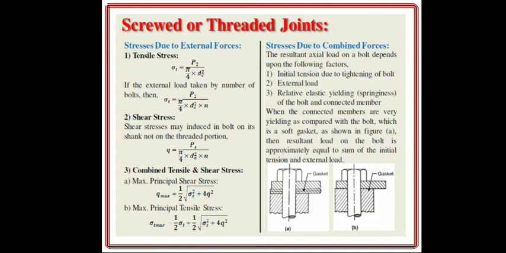Now the stresses due to combined forces. The resultant axial load on a bolt depends upon the following factors. The first one, the initial tension due to tightening of the bolt. The second one, the external load. And the third one, the relative elastic yielding, that is the springiness of the bolt and the connected members. Now when the connected members are very yielding as compared with the bolt, such as with a soft gasket as shown in the figure, where gaskets are used between the two plates, the resultant load on the bolt is approximately equal to the sum of the initial tension and the external load.